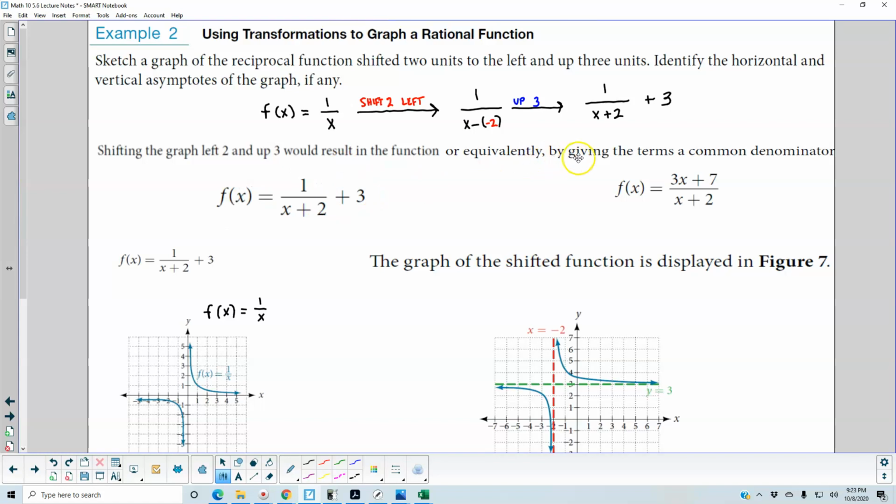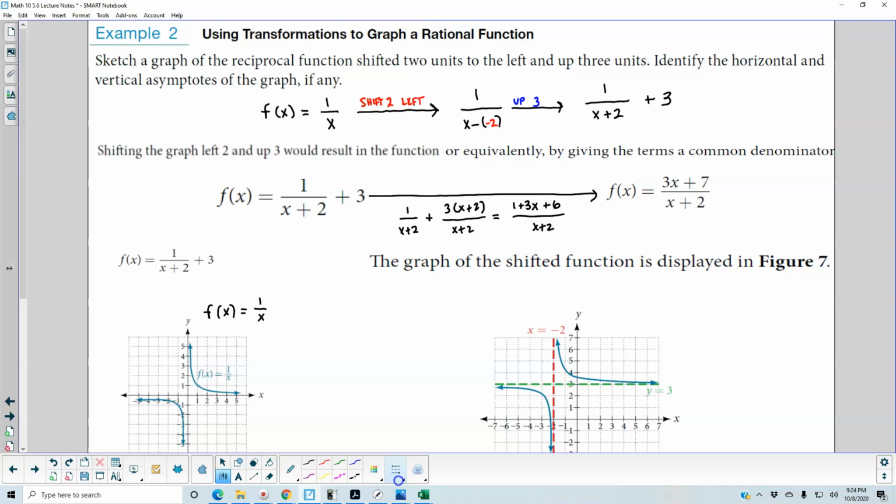Or we can equivalently, by giving the terms a common denominator, simplify this a little further. Simplifying by using a common denominator: a common denominator would be x plus 2. So this would be 1 over x plus 2 plus 3 times x plus 2 over x plus 2, which then would equal 1 plus 3x plus 6 over x plus 2, which then becomes 3x plus 7 over x plus 2. So these two are equal to each other.